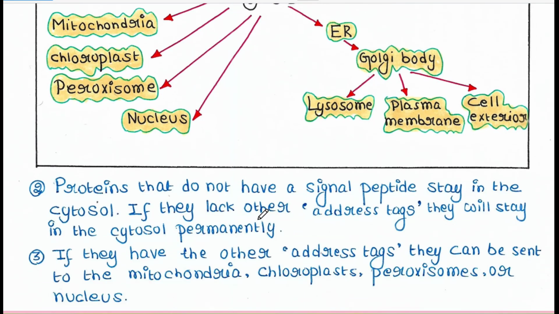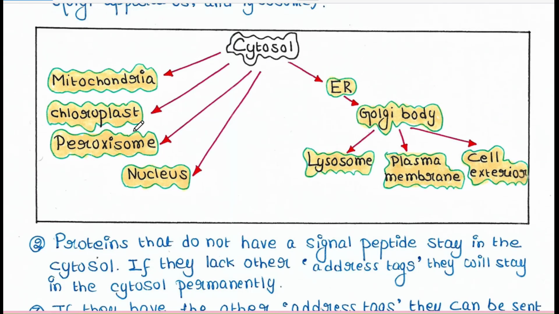Now proteins that do not have a signal peptide stay in the cytosol. If they lack other address tags, they will stay in the cytosol permanently. That means they are cytoplasmic proteins. But if they have other address tags, they can be sent to the mitochondria, chloroplasts, peroxisome or nucleus.